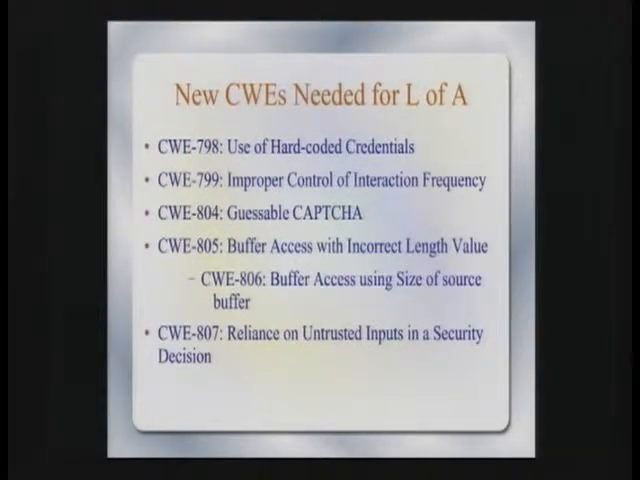So this is a list of the new CWEs we needed for the level of abstraction we chose. For example, CWE 798, the use of hard-coded credentials. There are things that ship with hard-coded passwords in the firmware, backdoors. Other things that are hard-coded credentials, keys for DVD players. Those are hard to change. Routers, yes. And so forth.